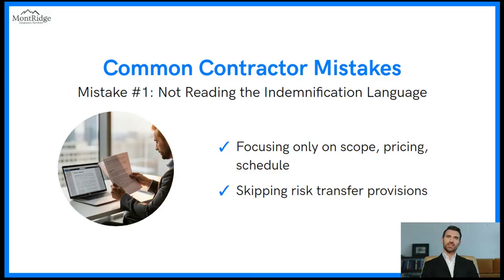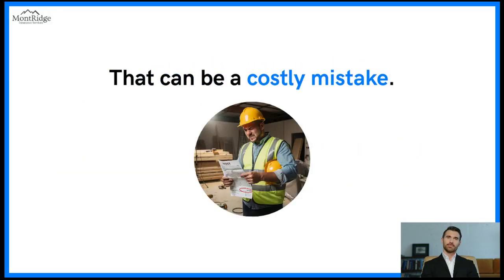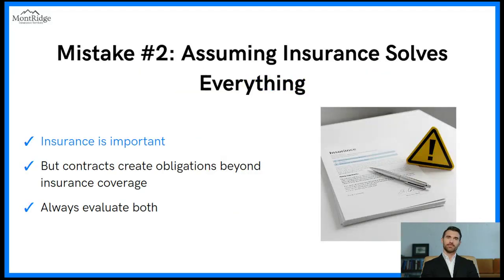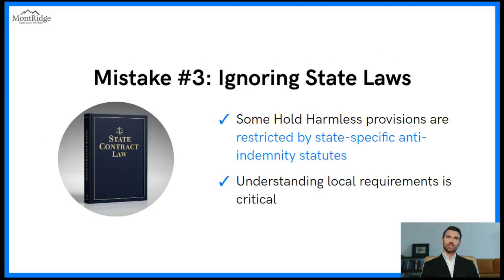Common contractor mistakes. Mistake number 1, not reading the indemnification language, focusing only on scope, pricing, and schedule, and skipping risk transfer provisions. That can be a costly mistake. Mistake number 2, assuming insurance solves everything. Insurance is important, but contracts create obligations beyond insurance coverage. Always evaluate both. Mistake number 3, ignoring state laws. Some hold harmless provisions are restricted by state-specific anti-indemnity statutes. Understanding local requirements is critical.